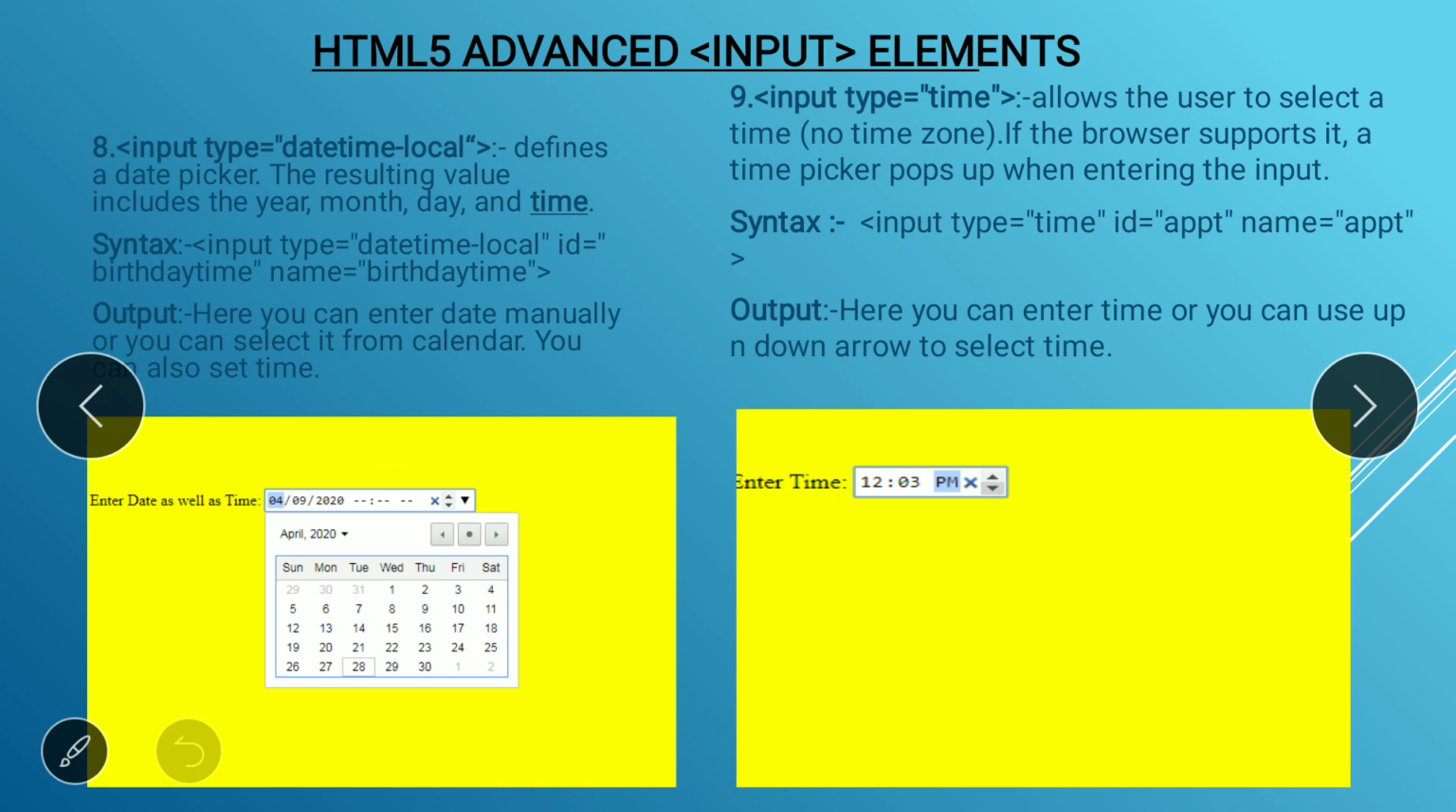Next is the input type time. Here you can enter only the time, right? Hour, minutes and AM/PM, that's it. Okay.